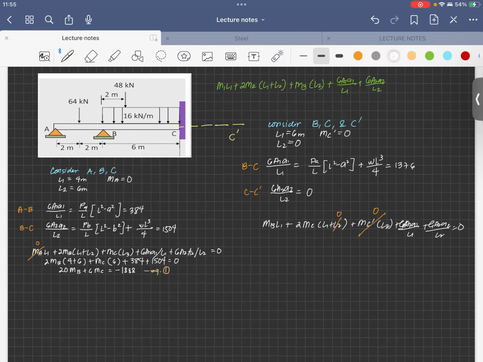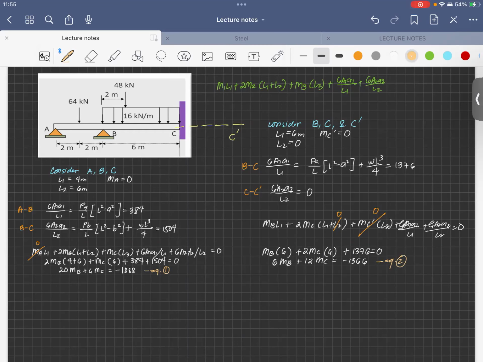Then substitute natin. So, we have MB times 6 plus 2MC times 6. Then plus 6A1 A1 over L1 equals 0. So, we have 6MB plus 12MC is equal to negative 1376. So, this will be your equation 2.